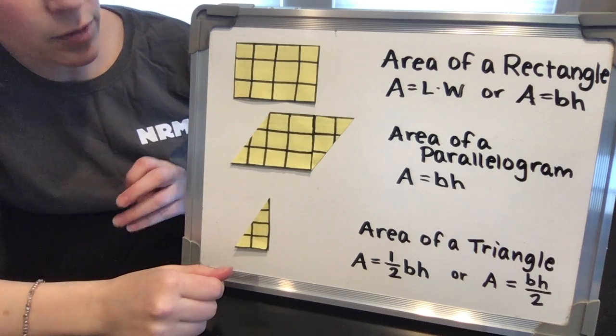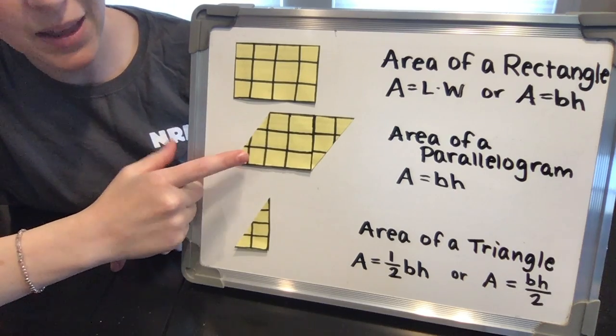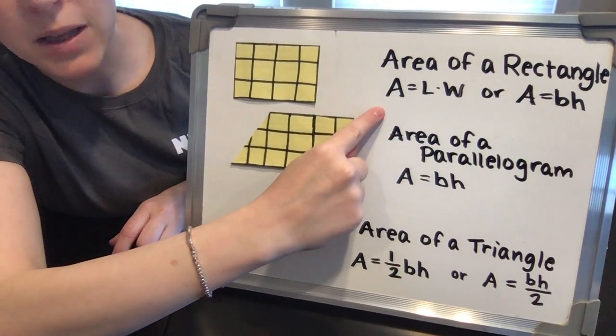Hi, sixth graders. Today's lesson is all about finding the area of rectangles, other parallelograms, and triangles. We're going to do this by using formulas. So here we have three shapes that we're going to be looking at today. We have a rectangle, another parallelogram that's not a rectangle, and then we also have a triangle. These are our formulas that we're going to be using.